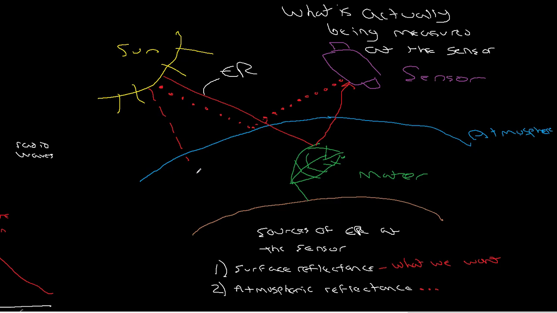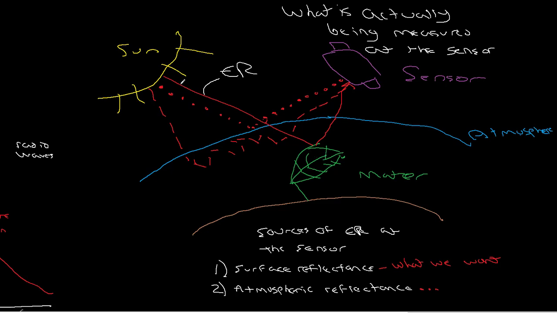Think of it like when you're at a carnival or an arcade and you have that game where you put the ball on the top and it bounces off all the pegs, right? The atmosphere is kind of like that. So we could have some energy coming over here being literally bounced around in the atmosphere before finally escaping in a direction that hits the sensor, right?